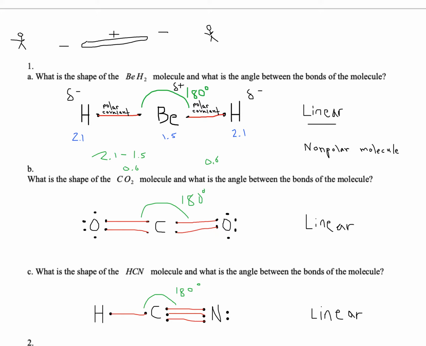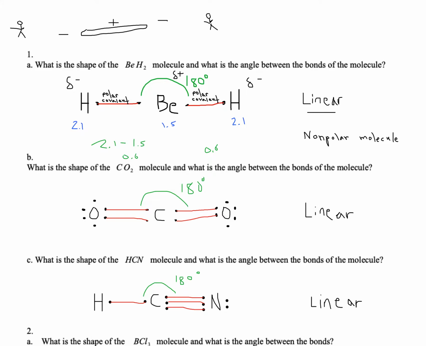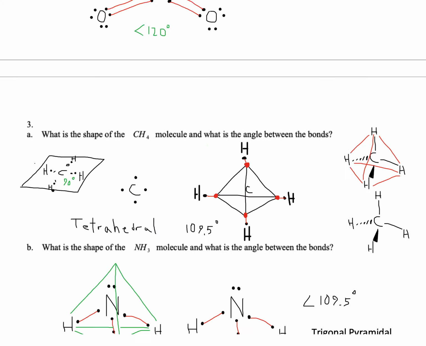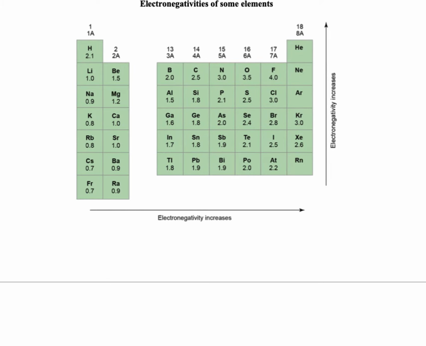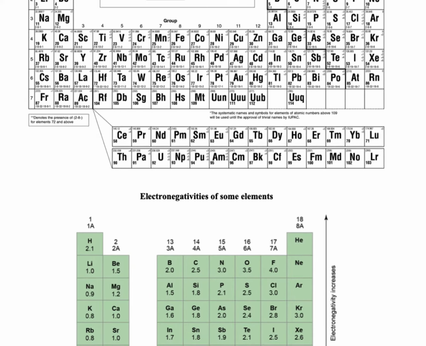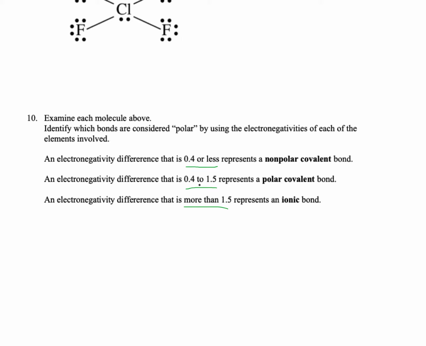All right, so that answers that one. Let's take a look at CO2. We better go to the electronegativity table and see the difference between them. Carbon has an electronegativity of 2.5, oxygen has 3.5. That's going to be a difference of 1.0. According to these general rules of thumb, we would be between 0.4 and 1.5. So again, we have a polar covalent bond.